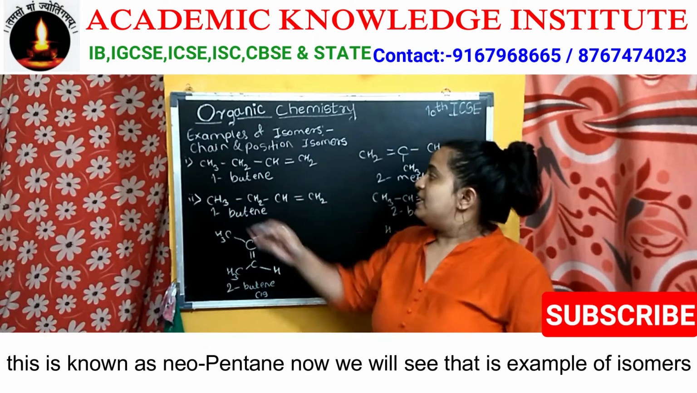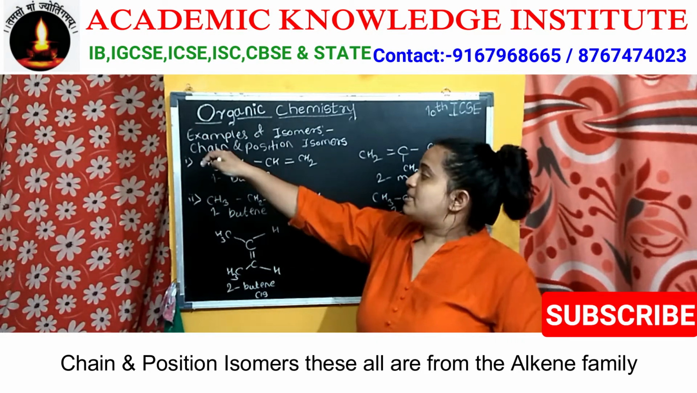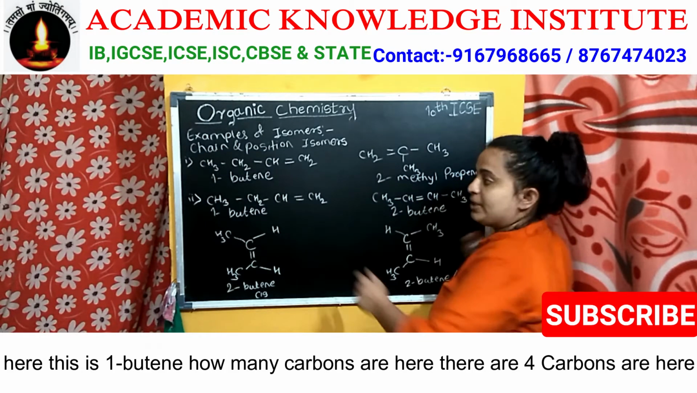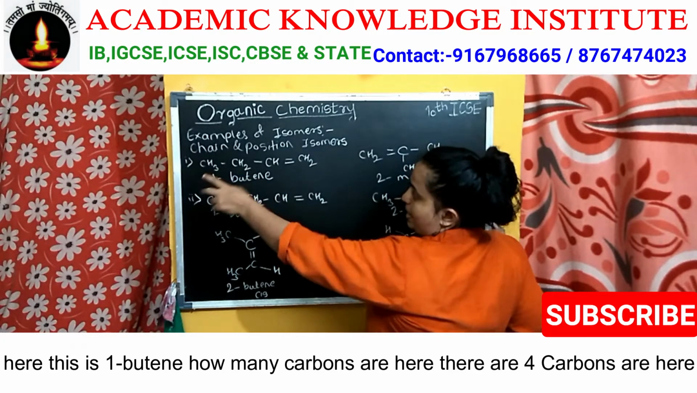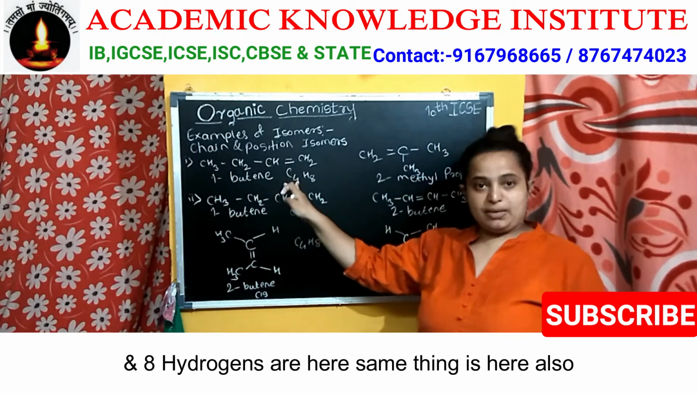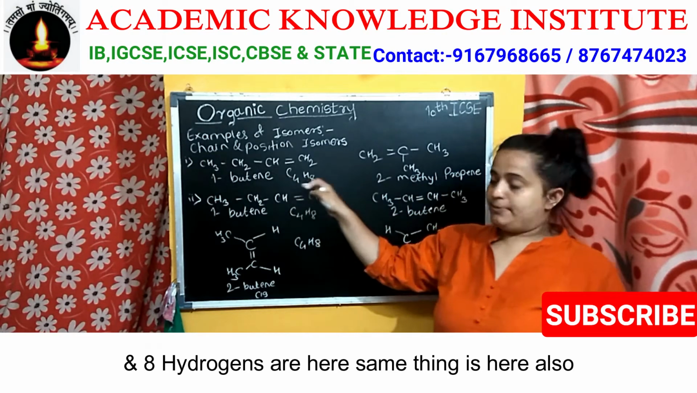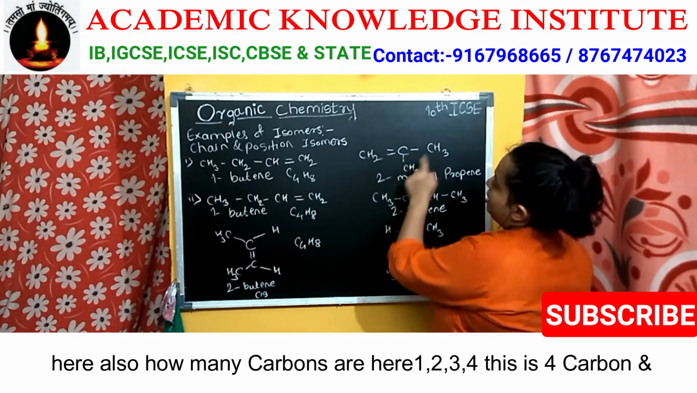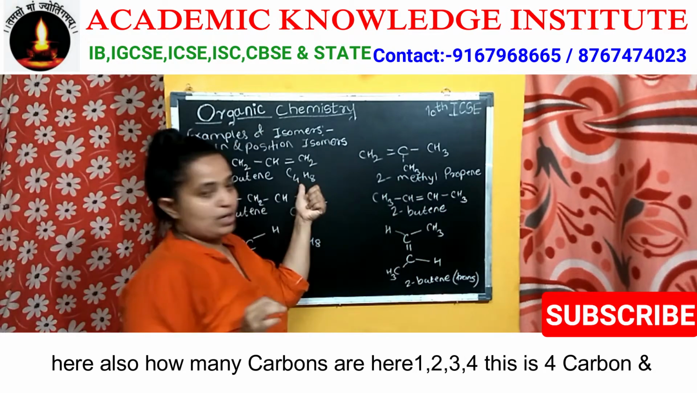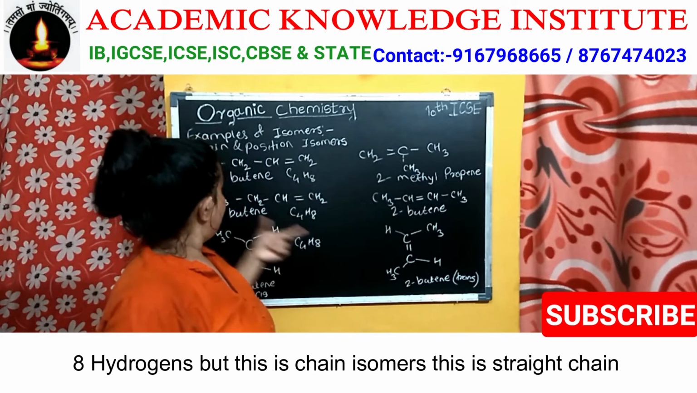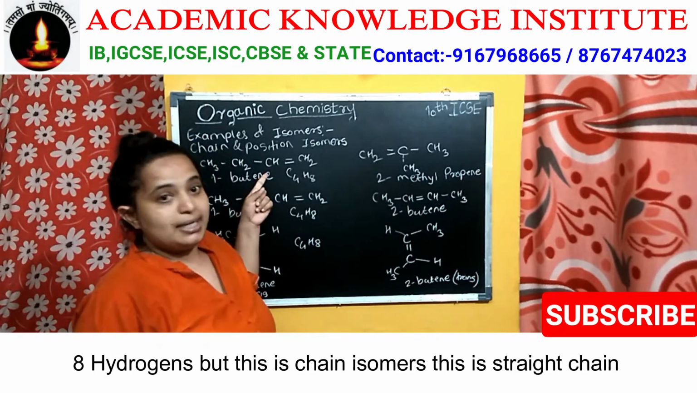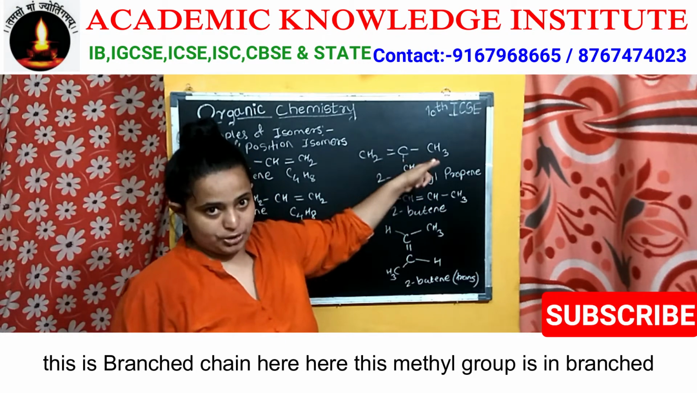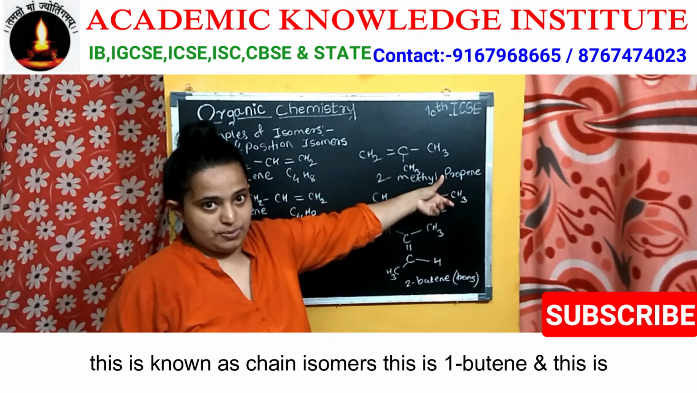Now we will see examples of isomers, that is chain and position isomers. These all are from the alkene family. Here this is 1-butene. How many carbons are here? There are 4 carbons and 8 hydrogens. The same thing is here also. Here also, how many carbons? 1, 2, 3, 4. So this is 4 carbons and 8 hydrogens. But these are chain isomers. This is a straight chain and this is a branched chain. Here this methyl group is branched. So that's why this is known as chain isomerism.